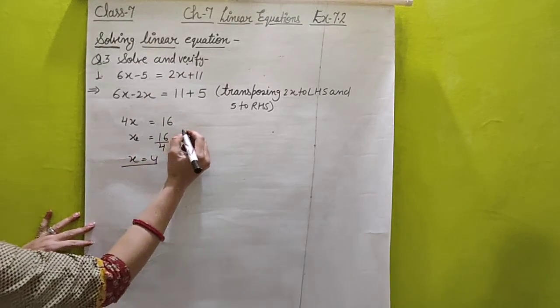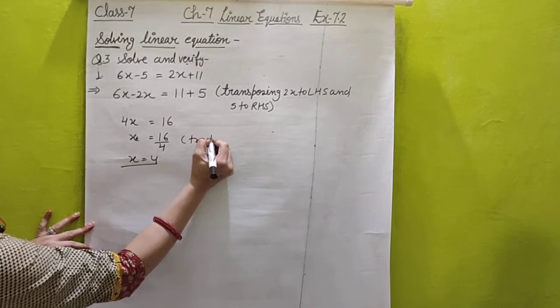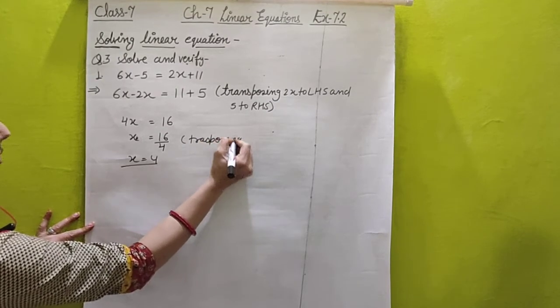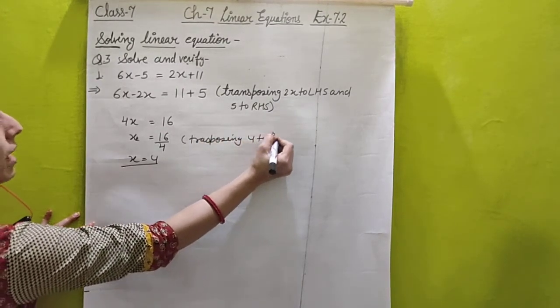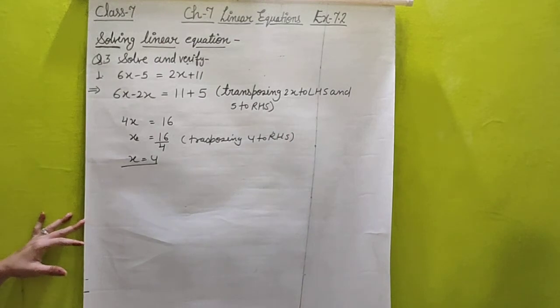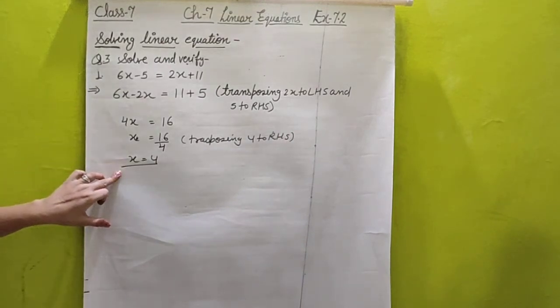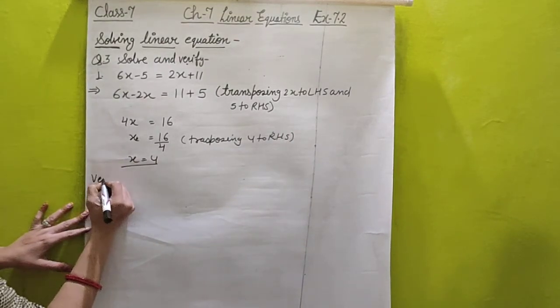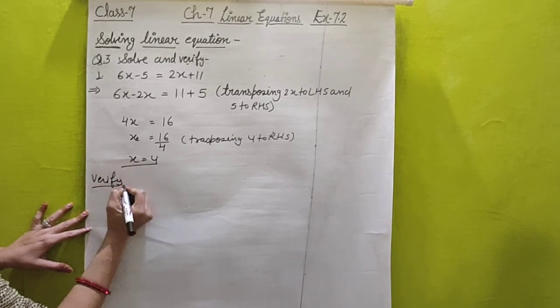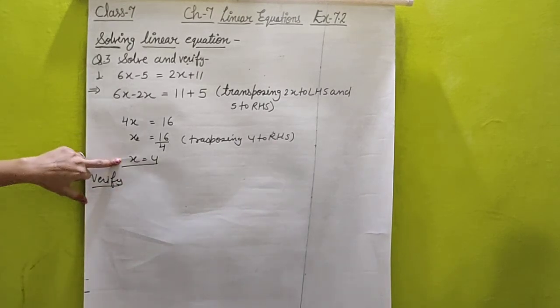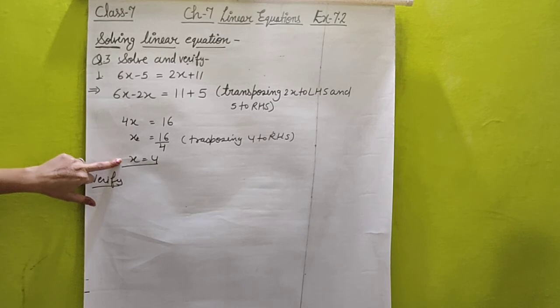So what will you write here? Transposing 4 to RHS. Okay. So students, this is your answer. Now we are to verify. Verify means we are to check whether the given answer is correct or not. So how, students, will we verify?